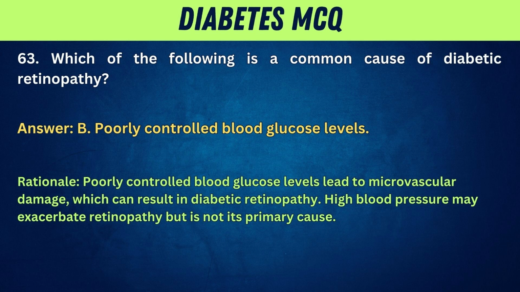Rationale: poorly controlled blood glucose levels lead to microvascular damage, which can result in diabetic retinopathy. High blood pressure may exacerbate retinopathy, but is not its primary cause.